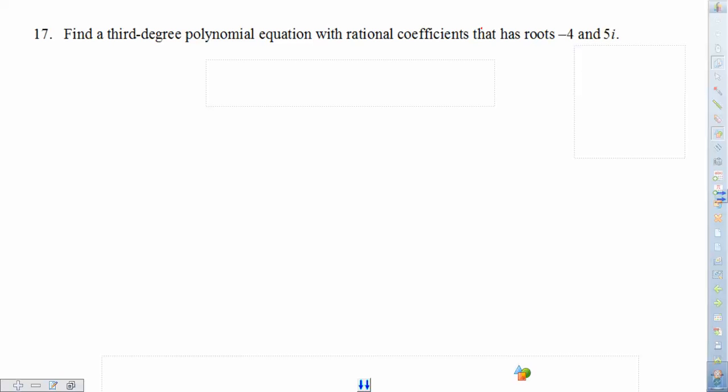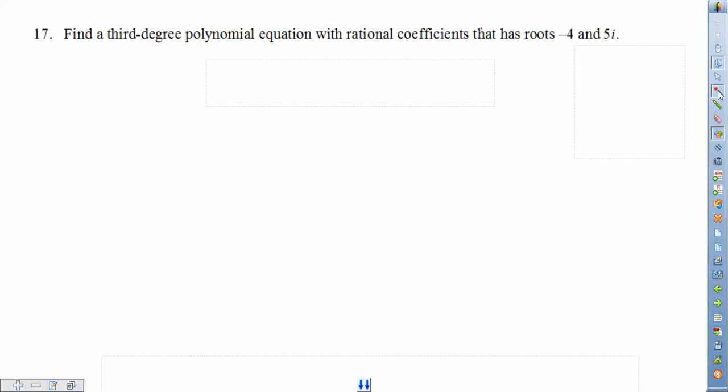Alright, well let's wrap up this review with these last couple problems here. Number 17 is giving you 2 out of the 3 roots to a polynomial function, and your job is to come up with the equation that would yield not just these two, but the other missing one.